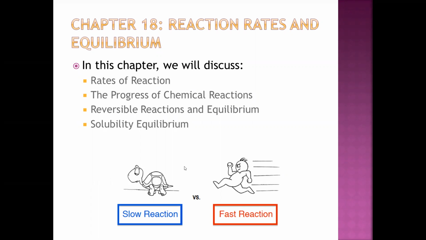In chapter 18, we are going to briefly go over how reactions can happen at different rates. So we'll just talk about the effects of rate reactions, or rates of reaction. And we will talk about equilibrium and how there are stresses that are added to reactions at equilibrium and how that is overcome.